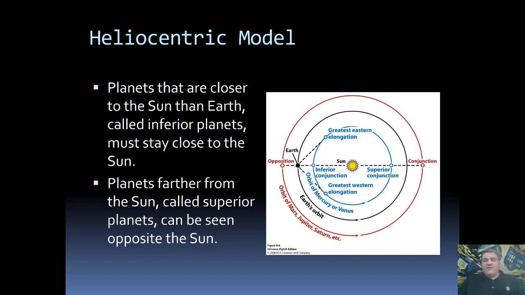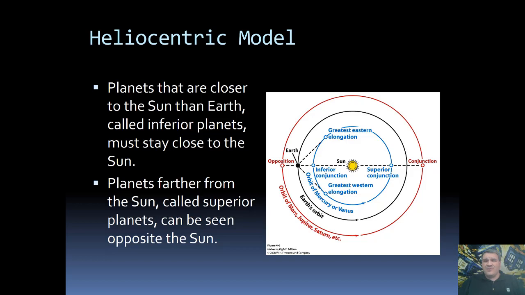However, planets that are farther from the Sun than the Earth can actually be seen opposite the Sun in our sky. So these planets that can be seen opposite must be farther from the Sun than the Earth, and these are referred to as superior planets. Now, in this case, superior does not mean that they're inherently better. We all know that the Earth is the absolute best. But superior in this case means that they are farther away from the Sun. So inferior are planets that are closer to the Sun, and superior planets are farther from the Sun.